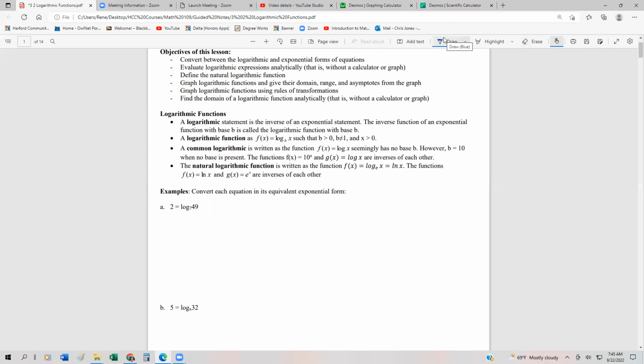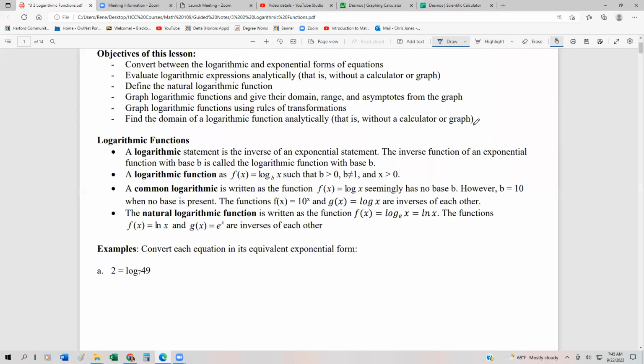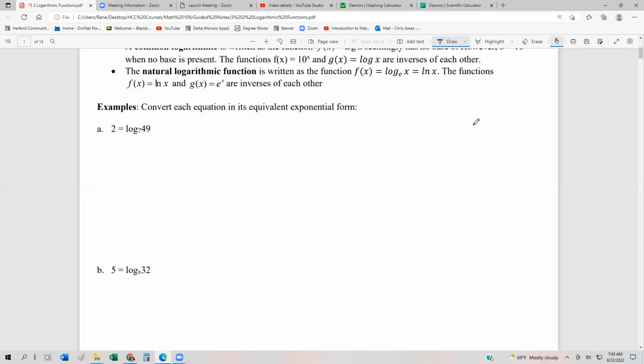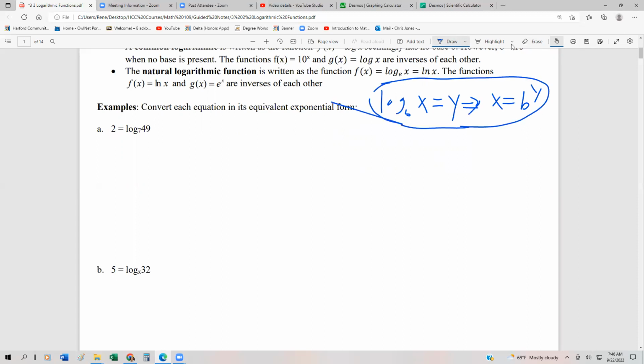So essentially, the way that we convert back and forth between logarithmic and exponential equations is this: let's say log base b of x is equal to y. What that means is that x is equal to b to the y power. Okay, so these two statements mean the exact same thing. And this is going to be really important to us throughout this entire video series.